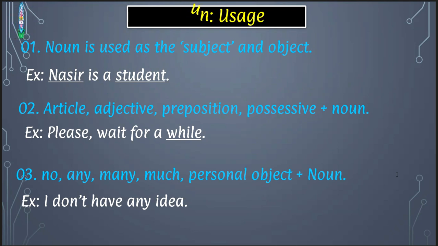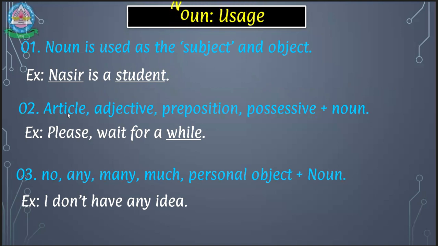The next one is rule 2. After an article, adjective, preposition, or possessive, we should use a noun. Sometimes it has been seen that some students write other words after an article, adjective, preposition, possessive, and other words equivalent to them. So we should write only a noun after these terms.